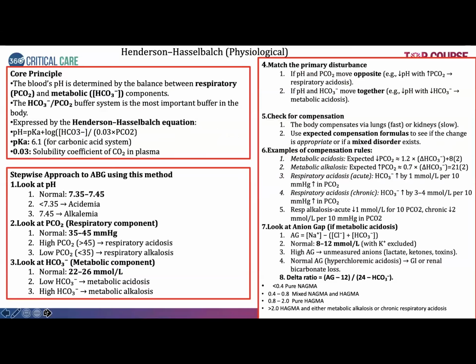So when we are looking into the traditional approach, that is the Boston approach or the Henderson-Hasselbalch approach, here the pH is defined by the balance between the respiratory and the metabolic components. So bicarbonate and PCO2 are the buffer systems, important buffer systems. So as this equation goes, you calculate the pKa as well as you know the pH by bicarbonate and carbon dioxide. How will you interpret it?